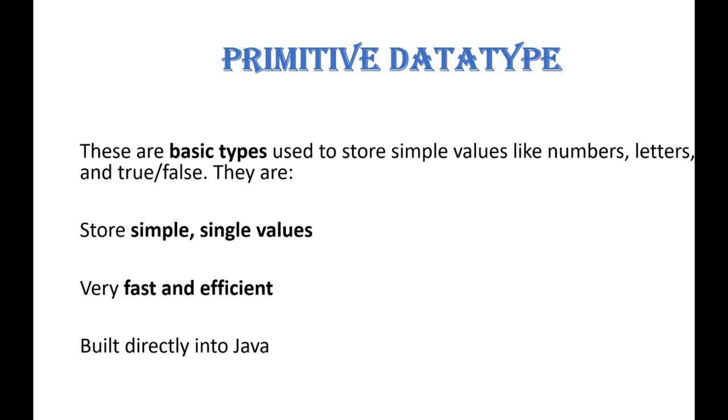And data types are of two types. One is primitive data type and the other is reference data type. So here we are covering primitive data types. Primitive data types are simply built-in data types that are already defined inside Java, and they are used in order to store simple and single values. They are basic types in Java, and they store very simple values like numbers, letters, true or false, and so on. So let us see how a primitive data type is stored inside a variable.